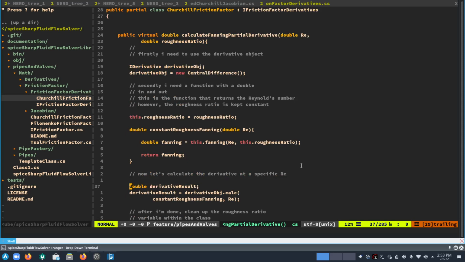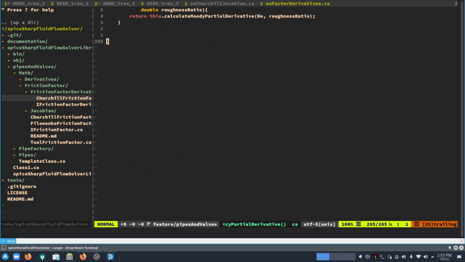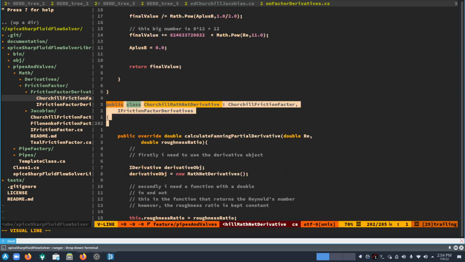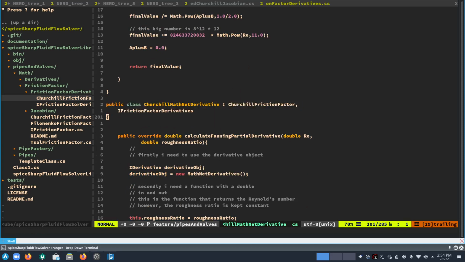Okay, and then I use some sort of derivative object to calculate it. Here's the central difference class. It's an in-house class I made. I did not use the MathNet class. But if you go all the way to the bottom, there should be a version that uses the MathNet version. So this class here is the one I'm actually using, Churchill MathNet derivative.